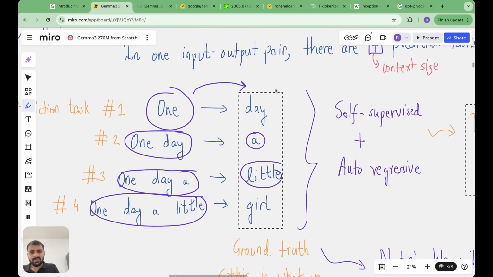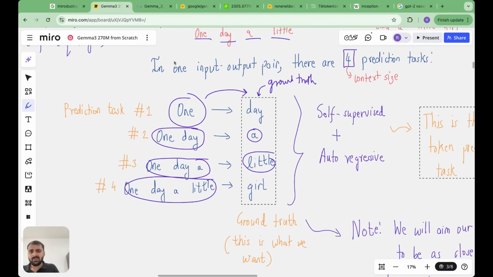So whatever I have marked in the dotted box right now is the ground truth. We want these to be the answers. So when this is the input sequence, this should be the answer, etc. So at all times we are ensuring that the next token which is predicted is correct.